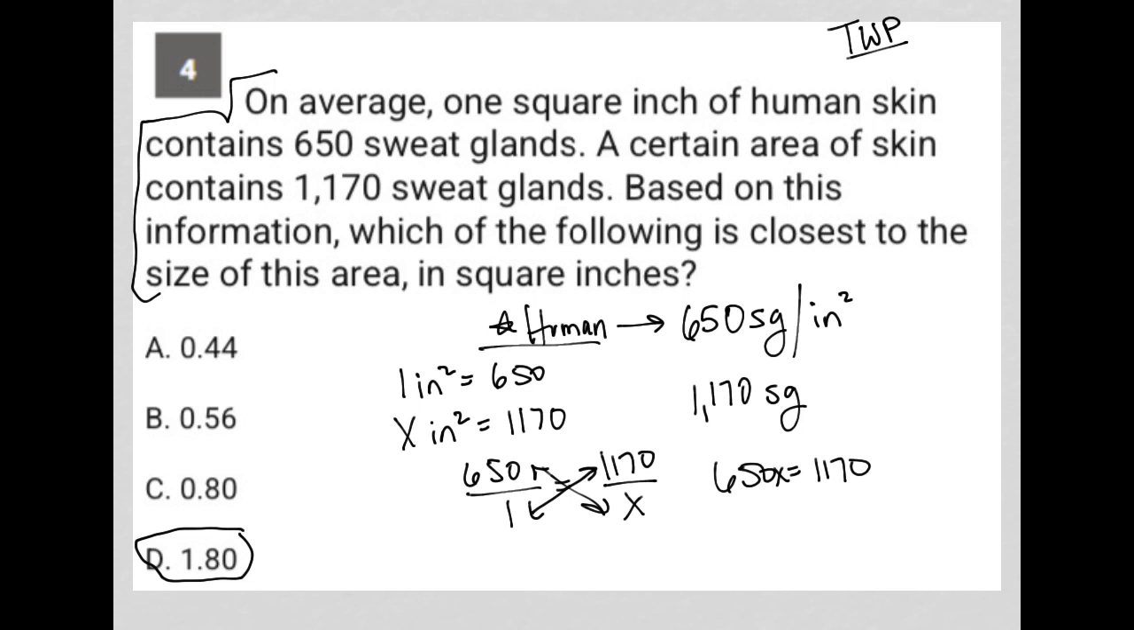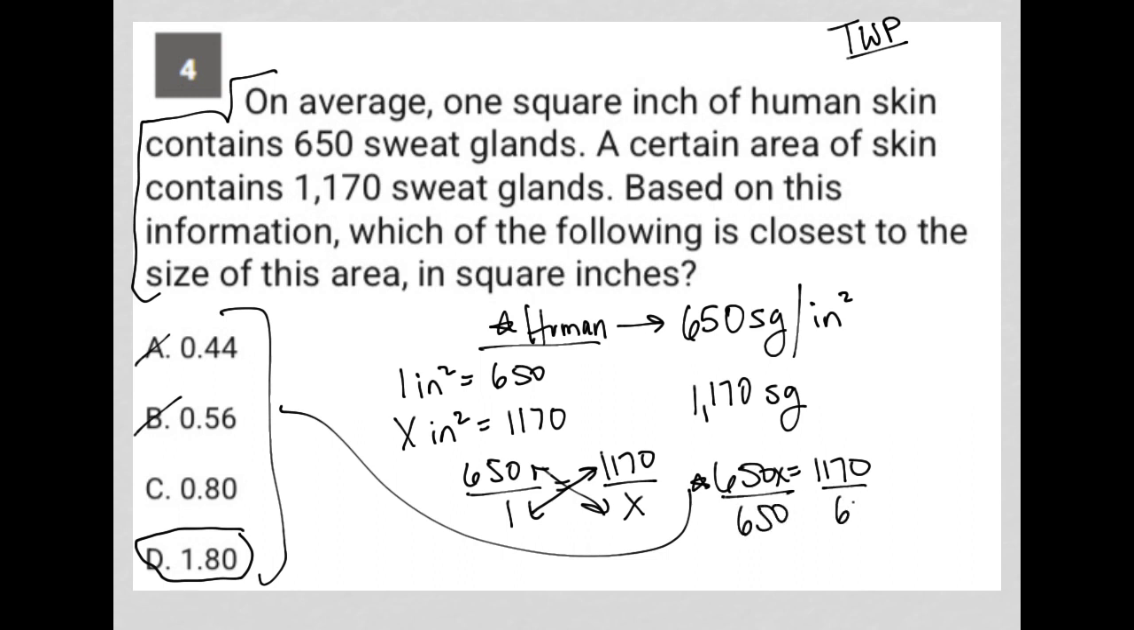So I wouldn't personally even put this into a calculator to figure out exactly, because when I see this, my eyes go directly to my answer choices, and I see that this is way too small. This is way too small as well, right? So when I divide by 650 on both sides, what I'm saying is that X is roughly 2, although I know it's a little bit lower than 2, right? So it's not 0.44, it's not 0.56, it's not 0.8. 1.8 is the only possibility.